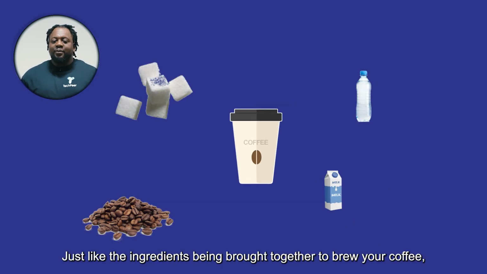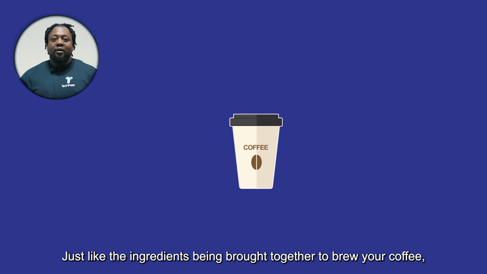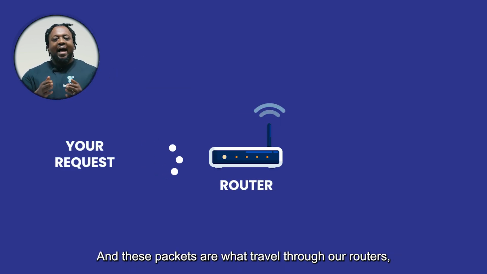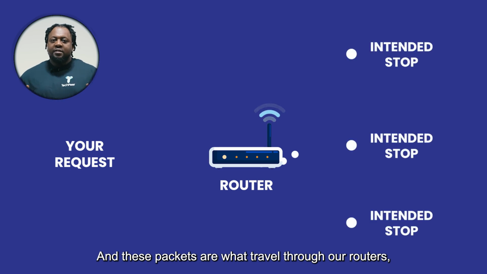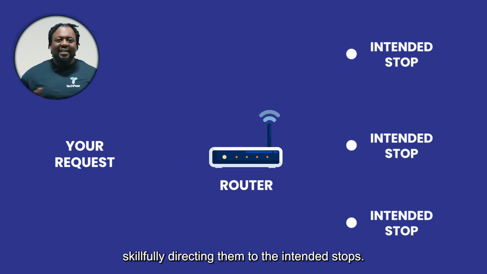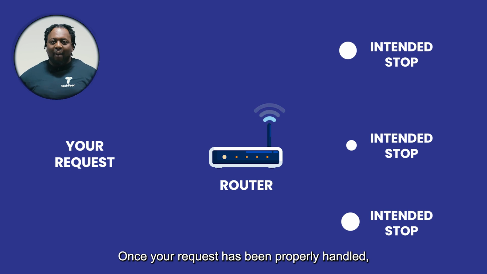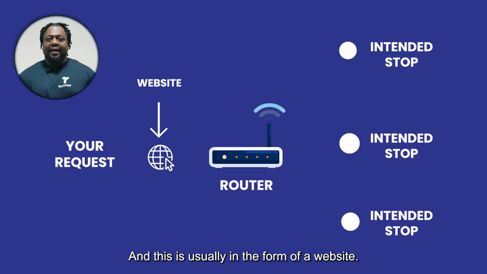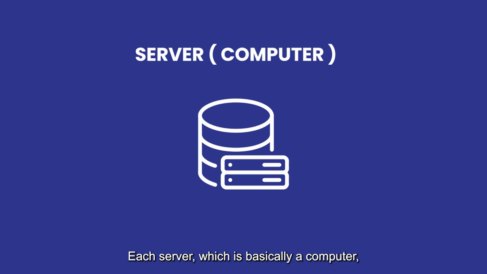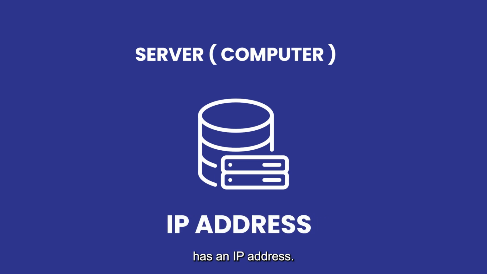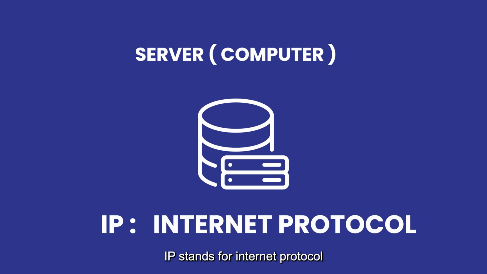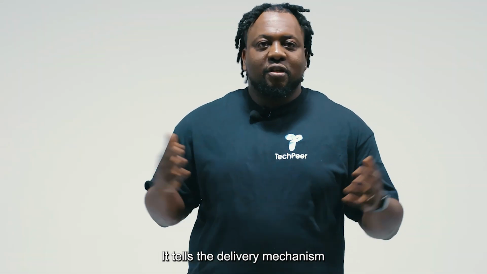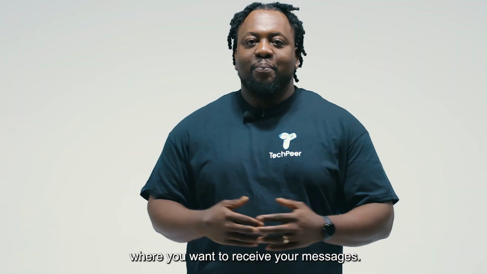Just like the ingredients being brought together to brew your coffee, your request fragments into tiny data packets on the web. And these packets are what travel through our routers, skillfully directing them to the intended stops. Once your request has been properly handled, it's brought back to you in recompressed form, usually in the form of a website. Each server, which is basically a computer, has an IP address. IP stands for Internet Protocol. Think of an IP address as something similar to your home address. It tells the delivery mechanism where you want to receive your messages.